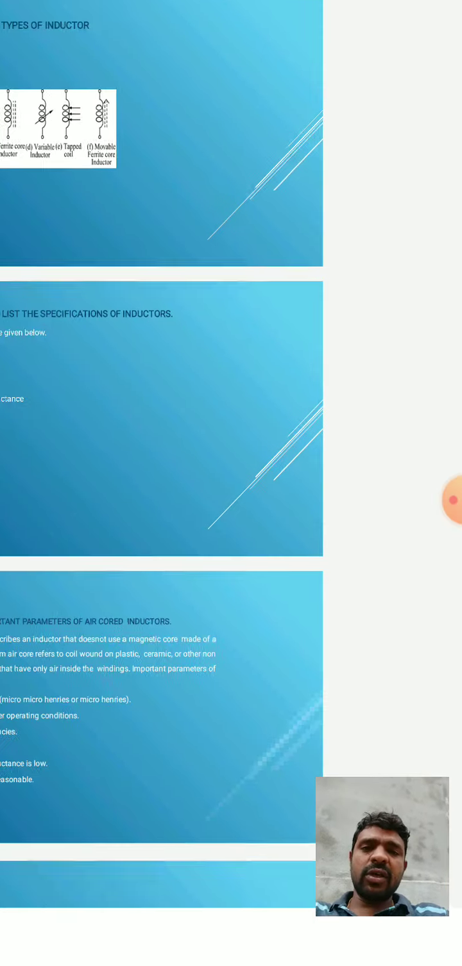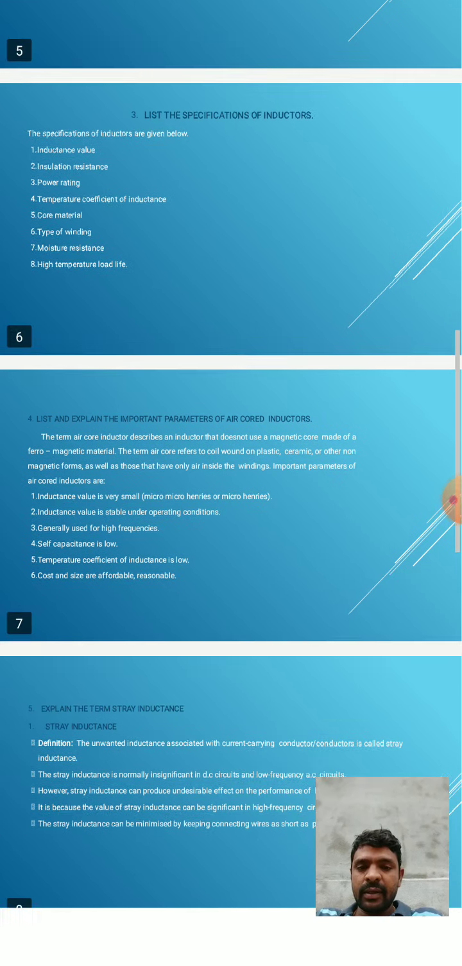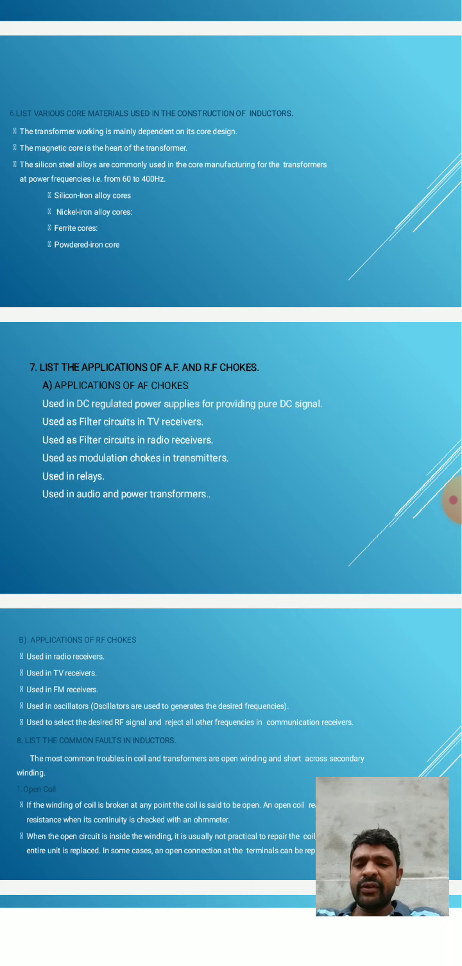List the applications of AF chokes and RF chokes. Here the AF chokes are audio frequency chokes. We can use them in transmitters, audio frequency receivers, TV receivers, filter circuits, radio circuits, and relays. We can use them in audio and power transformers. Applications of RF chokes: we can use them in radio receivers, TV receivers, FM receivers, and oscillators, to select desired signals and reject unwanted ones. This means filters.